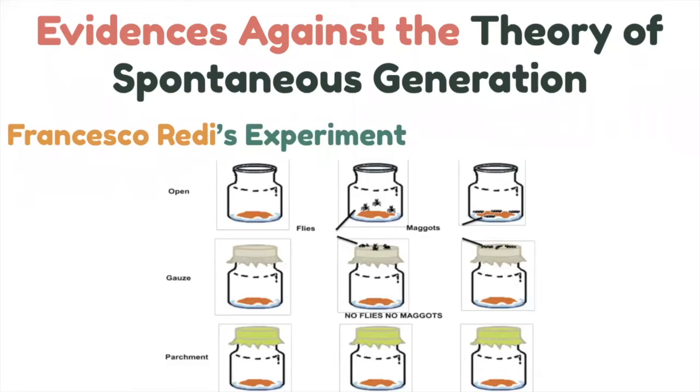In jar number one, the flies entered and laid eggs, which eventually gave birth to new larvae. Whereas in jar number two, flies couldn't enter, so therefore no larvae were found inside the jar, but the flies laid eggs on the gauze that produced larvae. In jar number three, it didn't attract flies, no eggs, therefore there were no maggots. This conclusively proves that organisms arise from pre-existing organisms rather than non-living matter.